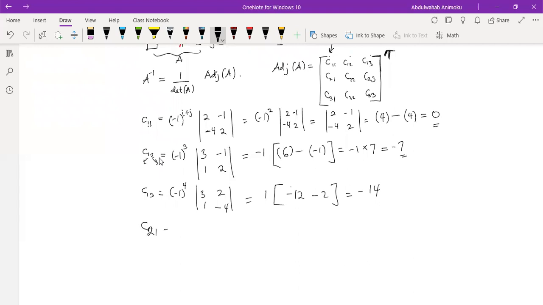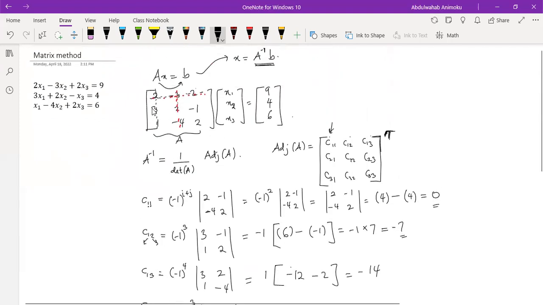Oh, sorry, C21 is the next one. There's no C14. So C21, that will be minus 1 raised to power 3, again, 2 plus 1, that's 3. Determinant of what? Let's find it. So we close the second row and the first column, right? So what does that give us?